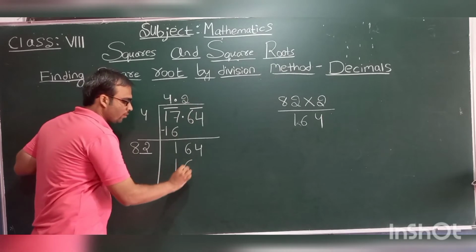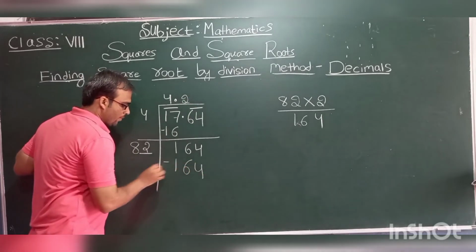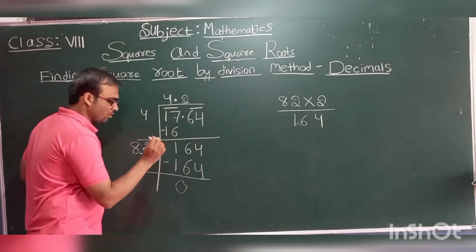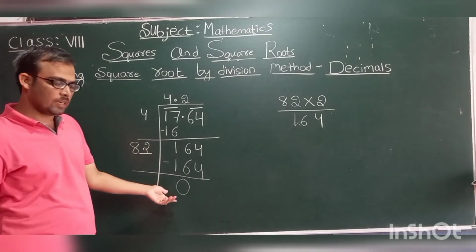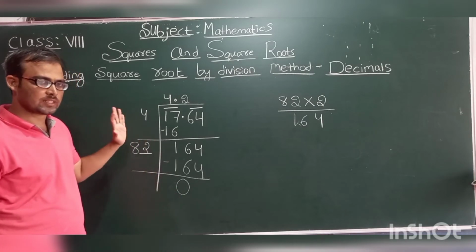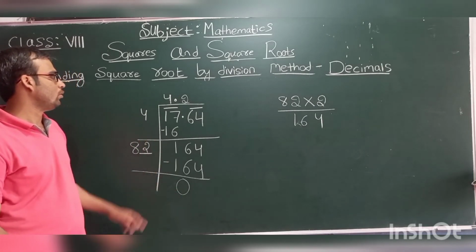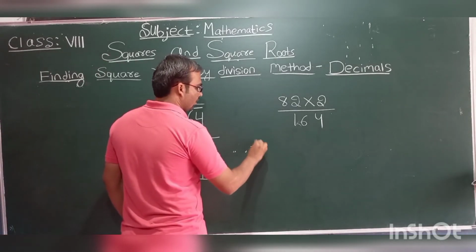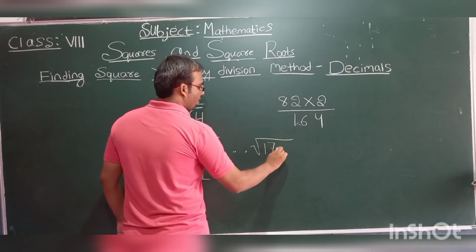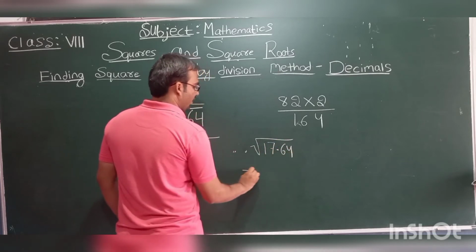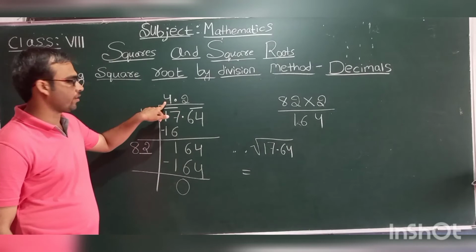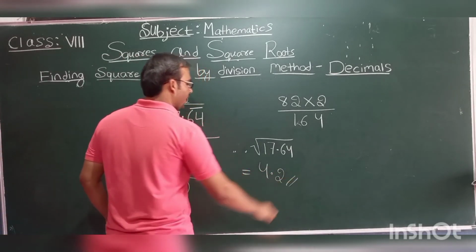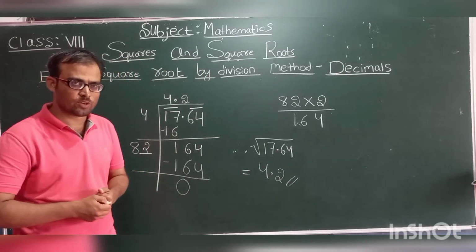82 into 2 is what? 164, minus. 164 minus 164 is what, students? 0. As the remainder is 0, the process of division has completed. So now what do we need to do? What is the square root of 17.64? Therefore, the square root of 17.64 is what? That is 4.2. The square root of 17.64 is 4.2.